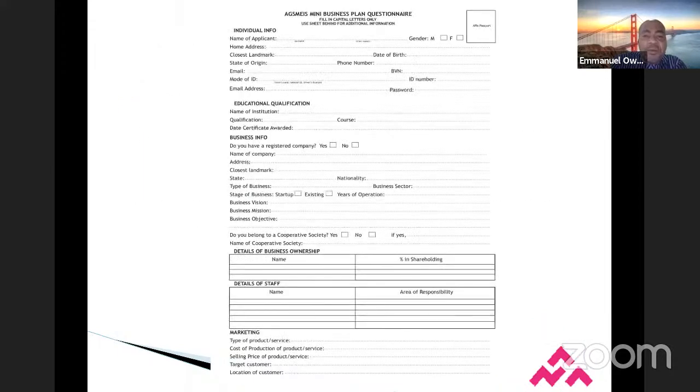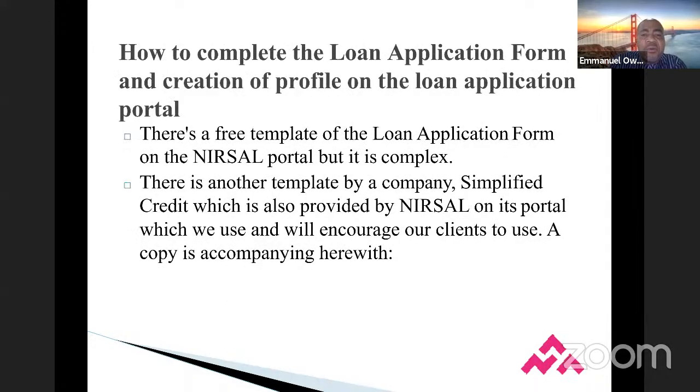Okay, this form is not the type of form we gave you. It's a simpler version. We have developed a simpler version. In the next time, we'll put the simpler version here. Also, on the NISA portal, there's a free template of the loan application form that is available. And there's another one even on their portal too, by Simplified Credit, which is the one that they actually advise that we should use for the purpose of submitting your business plan on their portal. It's a very simplified version of a business plan. Business plan normally is always a very bulky paper, but this one is very simplified. That's what we are going to use, and that's what we are going to show you.